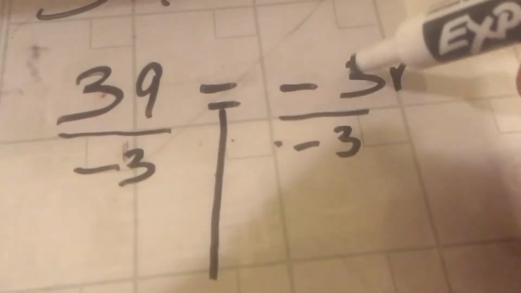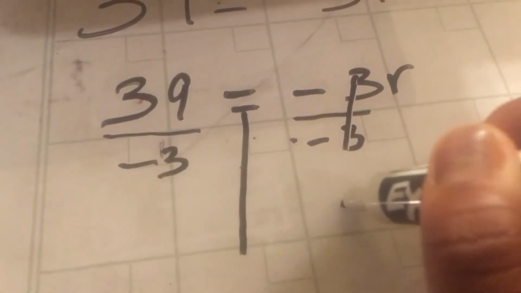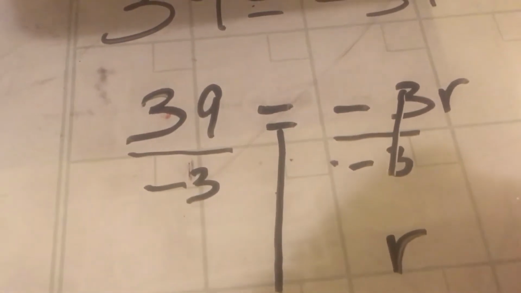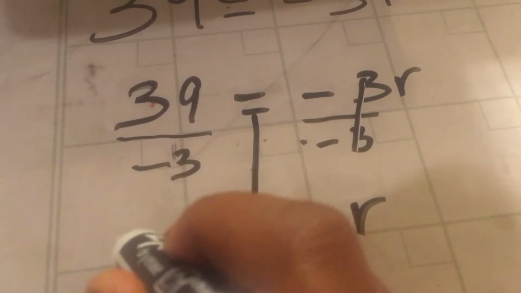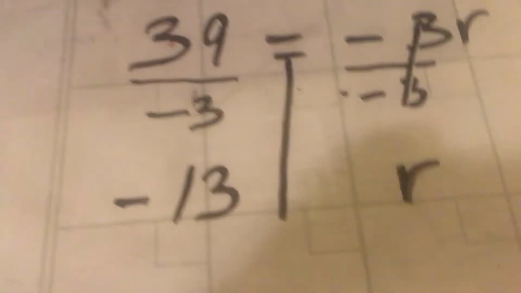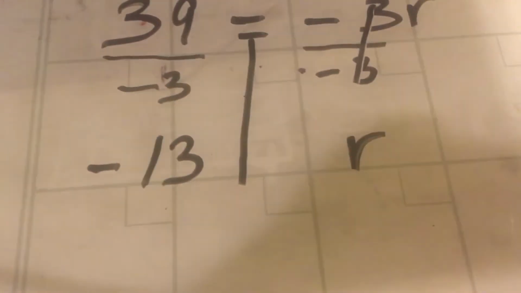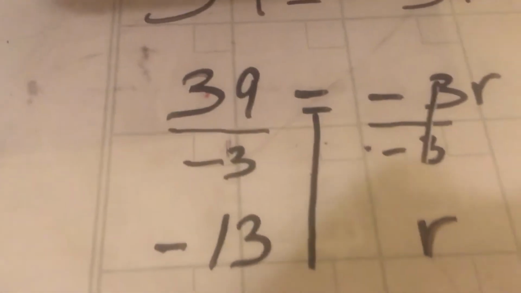Of course, the 3's go out, and that leaves us with r. Okay, so 39 divided by -3 will give us -13. Of course, now I do want you to check your work. Remember, you check your work by putting it into the original equation.